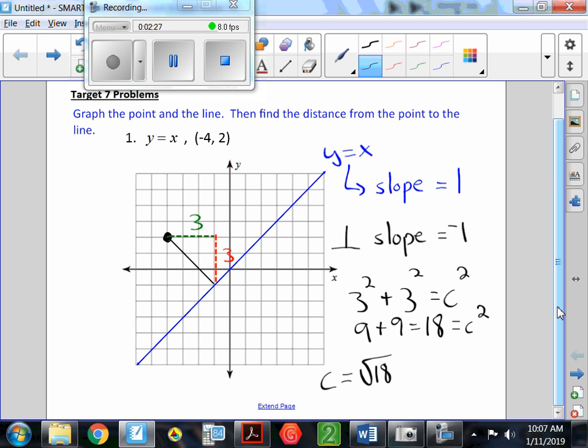We want to reduce that. The square root of 18 is equal to the square root of 9 times the square root of 2. The square root of 9 is 3, and so 3 square root 2 is the length. So this point, -4, 2, is 3 square root 2 units away from the line.